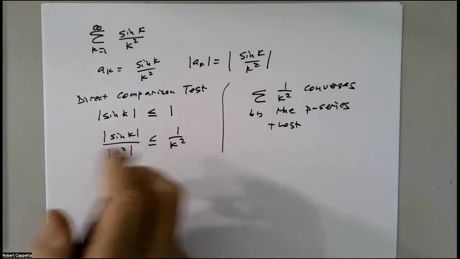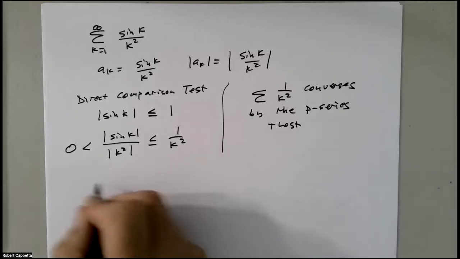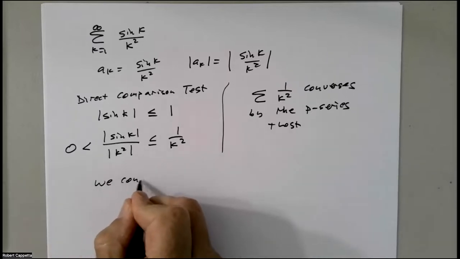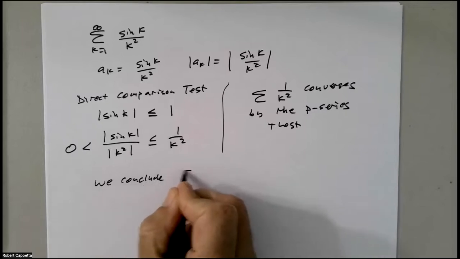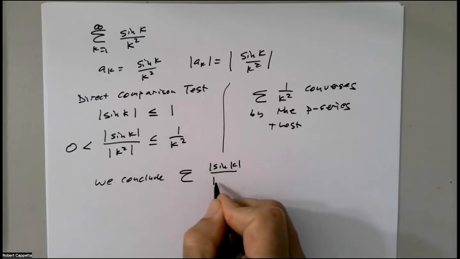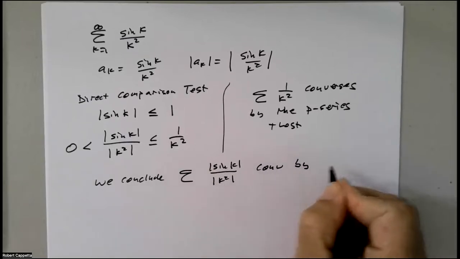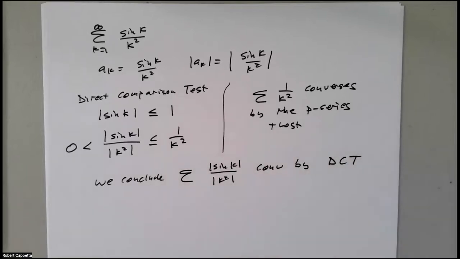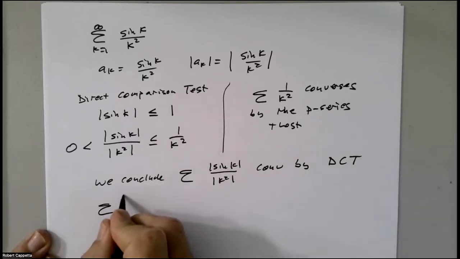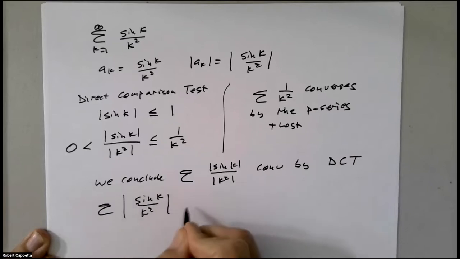Now, we are smaller than something convergent and, of course, bigger than 0. Everything obviously is positive there. So what do we conclude? We conclude that the sum of absolute value sine k over absolute k squared converges by what? By the direct comparison test. Or we could write it this way, right? Absolute value sine k over k squared converges.